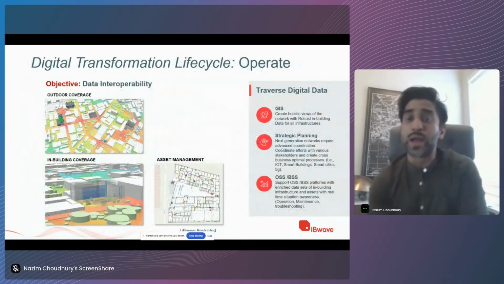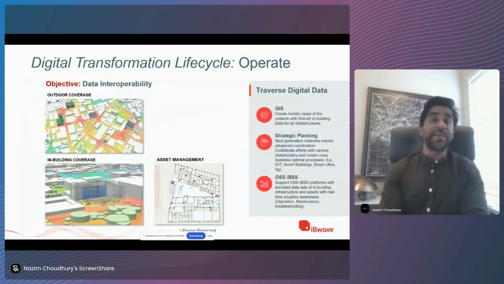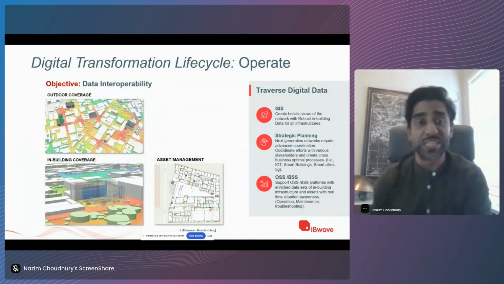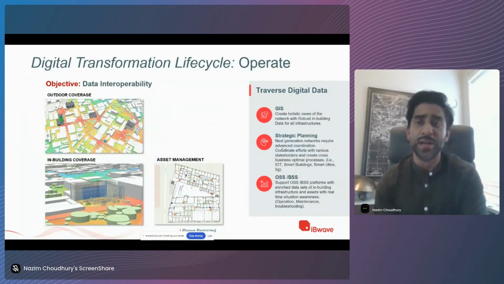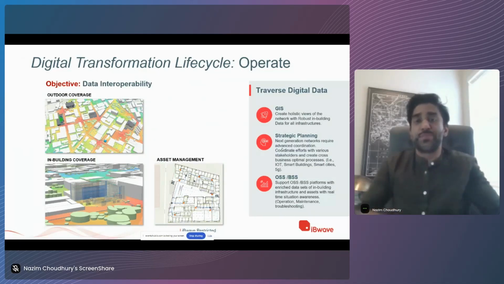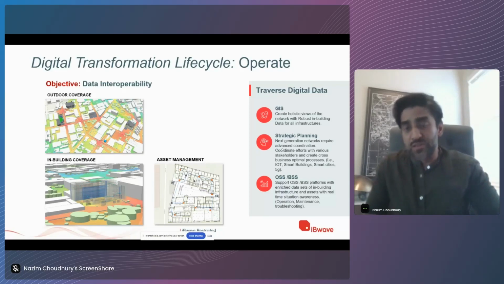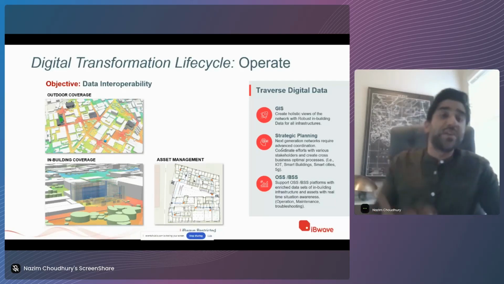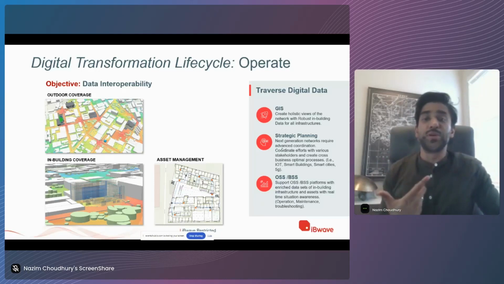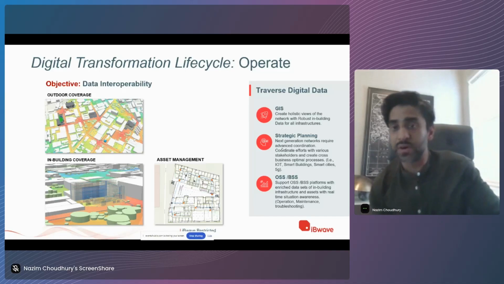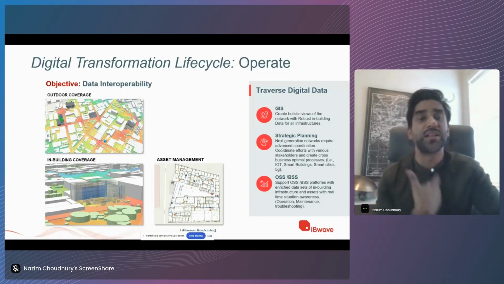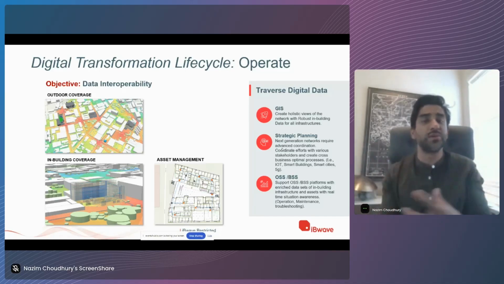So what I would also suggest is a key aspect of leveraging digital twins in a wireless network is data interoperability. Especially in the oil and gas industry, like I was mentioning before, you need to know your outdoor coverage, but you also need to know your in-building coverage. So GIS is a very important tool to visualize what's going on in the outdoor network versus the inside. It gives you a holistic view.